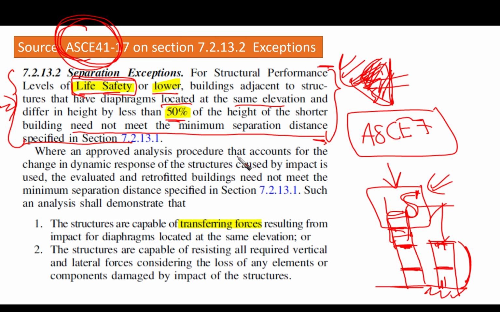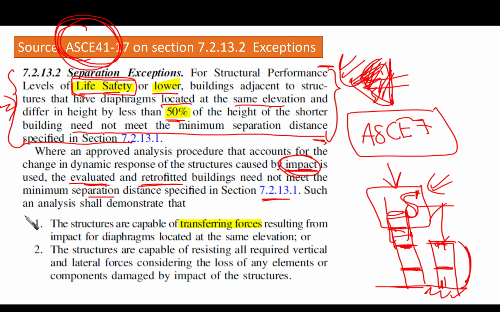unfavorable consequences. Where an approved analysis procedure that accounts for the change in dynamic response of structures caused by impact is used, the evaluated and retrofitted buildings need not meet the minimum separation. Because we're talking about evaluated and retrofitted buildings. This is for evaluation of existing structures and retrofitting of existing structures. So the evaluated and retrofitted buildings need not meet the minimum separation distance specified in the section that we have explained before. Such an analysis shall demonstrate that.